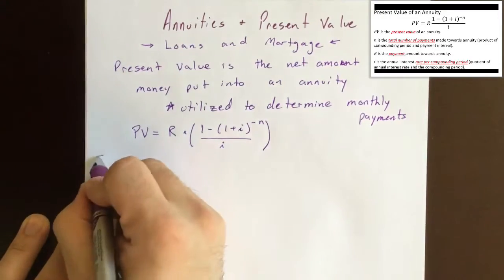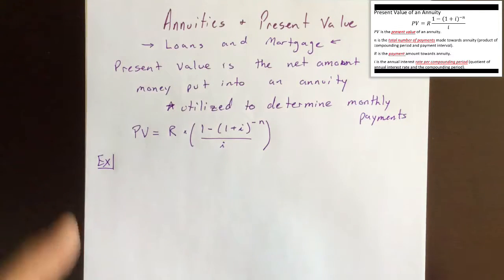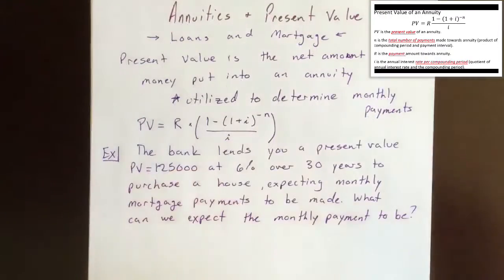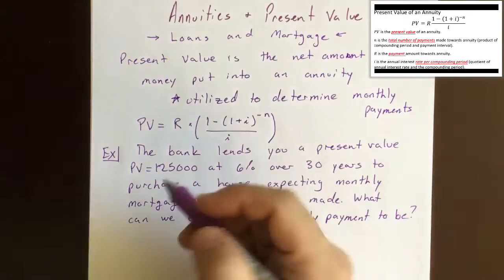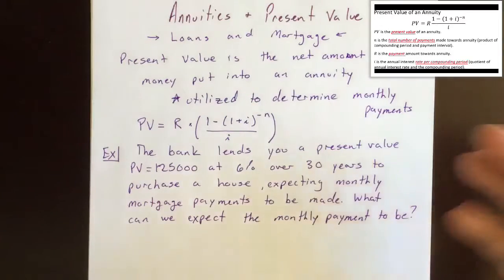Let's look at this example. I really only have one example for this topic because it's just, again, a formula where we have the information and it's just a matter of typically solving for R. So let's say the bank lends us $125,000 at a 6% interest rate, and our mortgage is going to be for over 30 years. That's the typical 30-year mortgage. They're expecting monthly payments, so what will that monthly payment be?